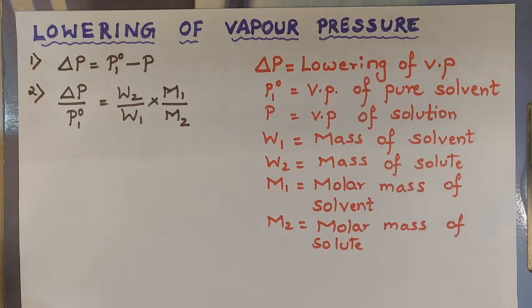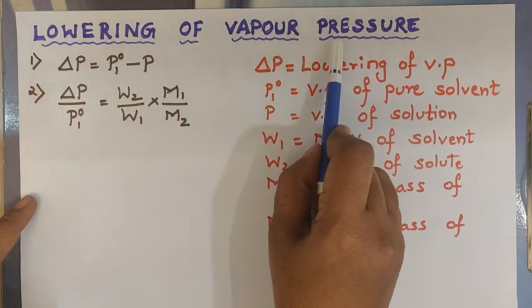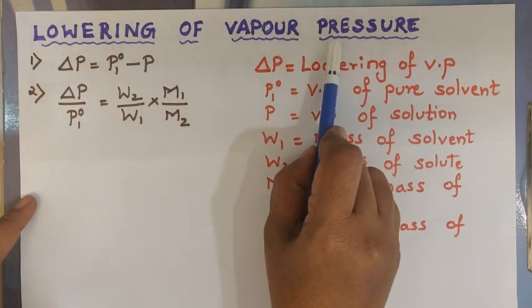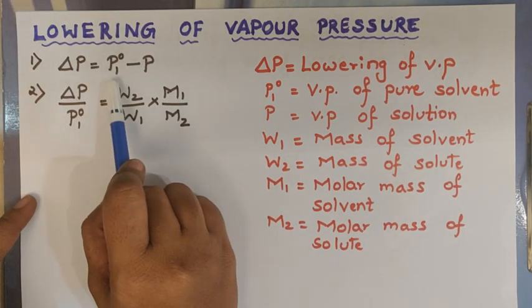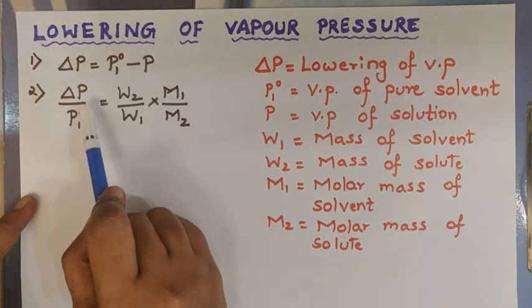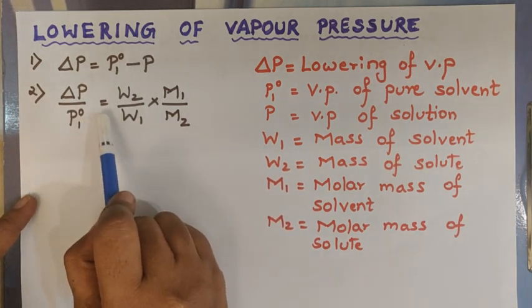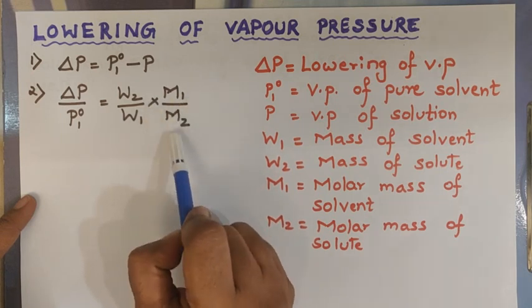So let's begin. The topic is lowering of vapor pressure. Herein you need to memorize two formulas. The first one is delta P equals P1 naught minus P. Second is delta P upon P1 naught equals W2 upon W1 into M1 upon M2.